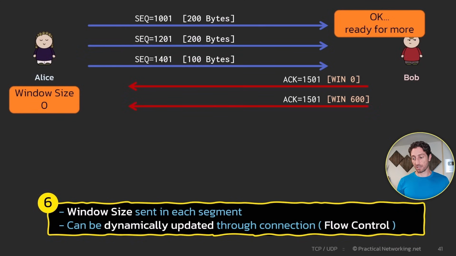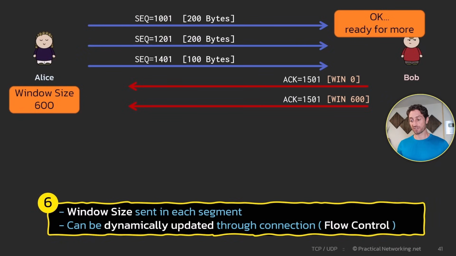for more data. Notice the acknowledgement number is the same. Well, that makes sense because Bob hasn't received any more data in between those two acknowledgement numbers. And notice Bob now increases the window size to 600. Maybe he's cleared out a lot of information in the backlog and is ready for more data. Upon receiving this acknowledgement number and window size update to 600, Alice can now send 600 bytes of data before she has to stop and wait for another acknowledgement.